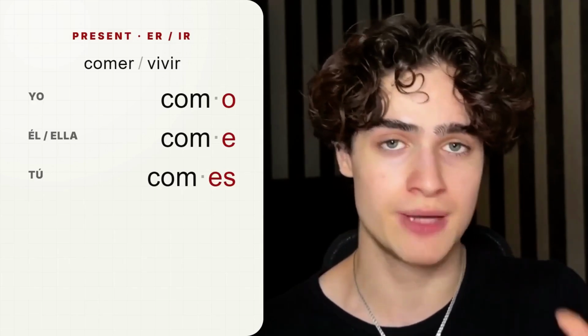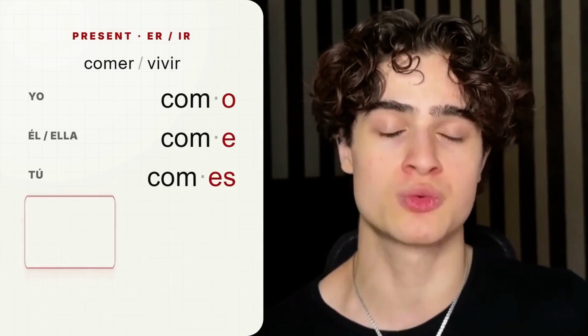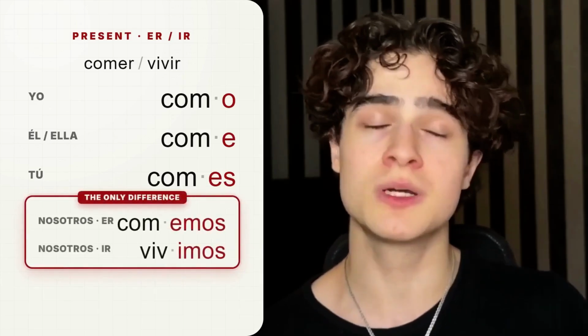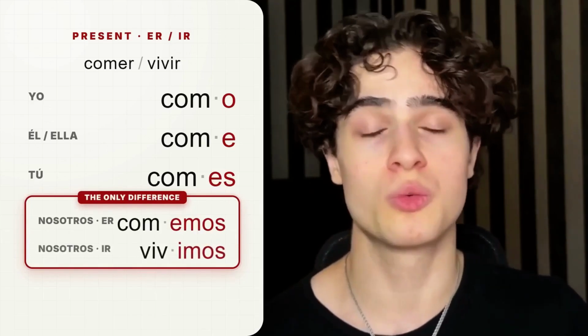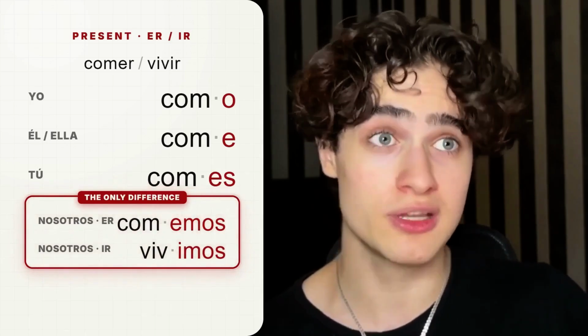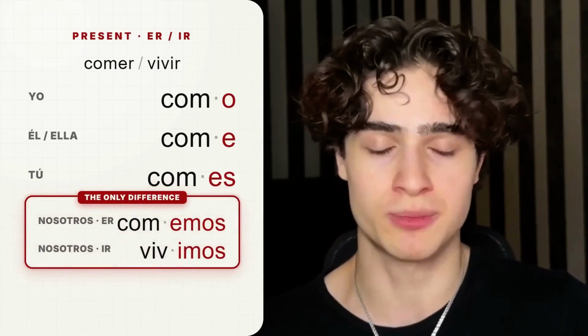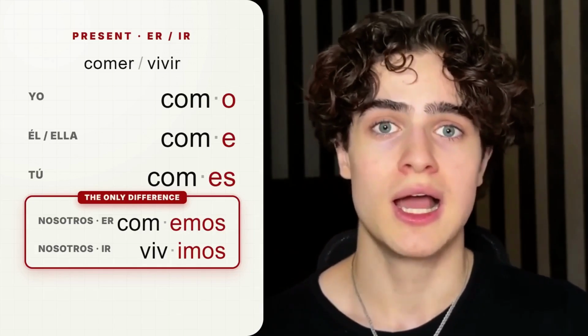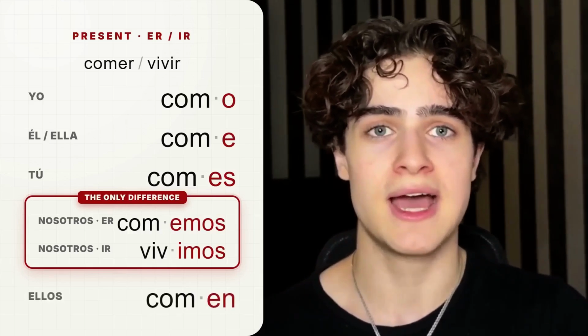They follow the same rules, except for this one case, which is where for -er verbs, it will be -emos. You take off the -er and put -emos. And for -ir verbs, you take off the -ir and put -imos. So we eat, or we are eating, would be comemos, and we live, or we are living, would be vivimos. This does not separate -er and -ir verbs. They work the same. Finally, for they or you guys, you take off the -er/-ir and put -en.